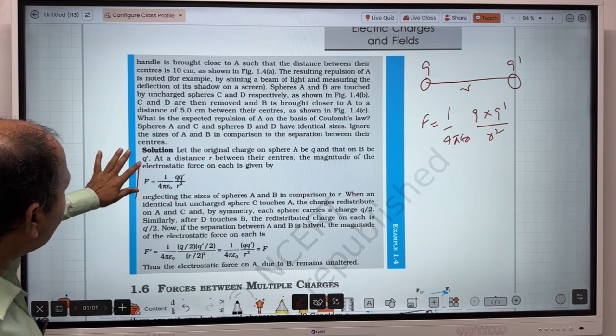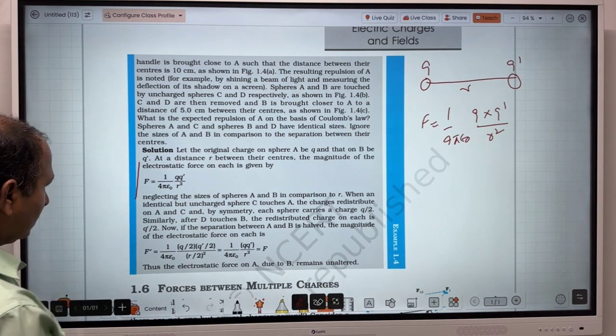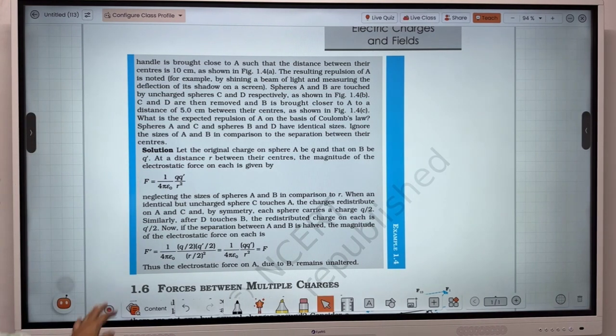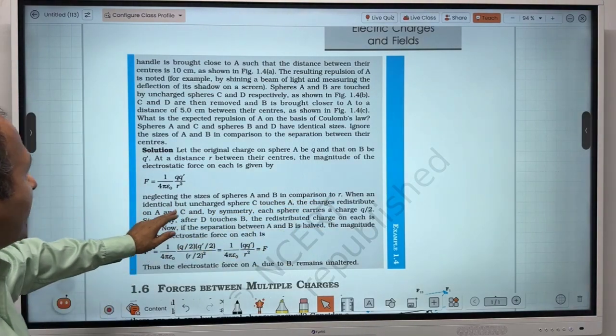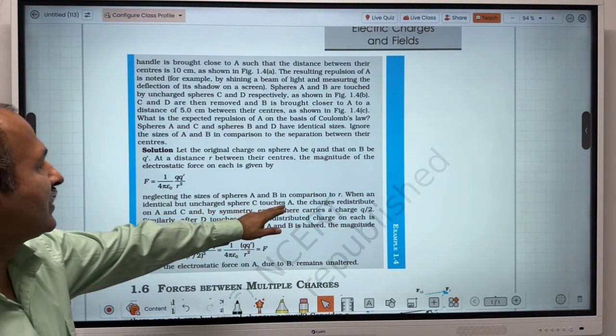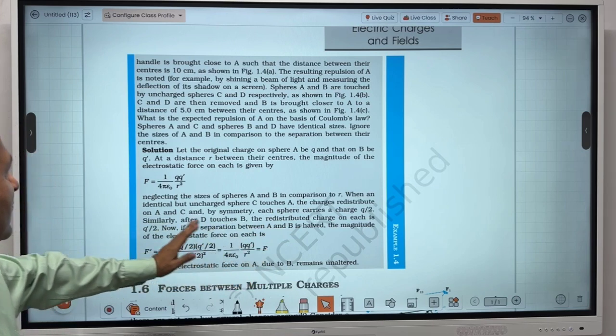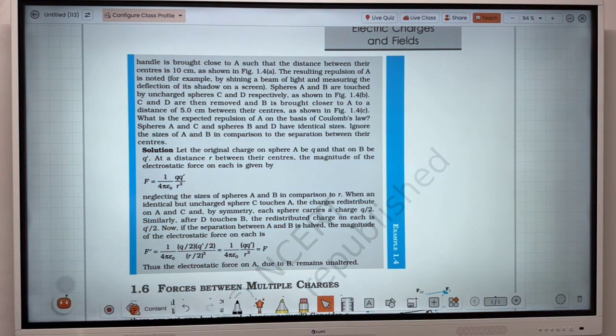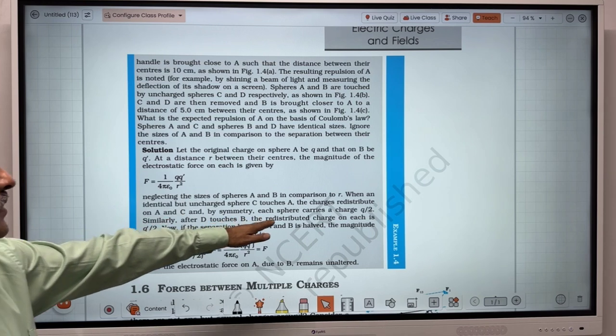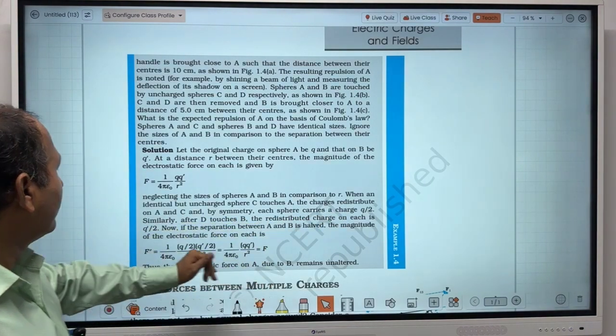Or if there is something else, let's see what is happening. Neglecting the size of spheres A and B in comparison to R, when an identical but uncharged sphere C touches A, the charge distributes on A and C by symmetry. As I told you, if any uncharged body touches the charged body, then charge will be equally shared. Then each sphere carries a charge Q by 2.